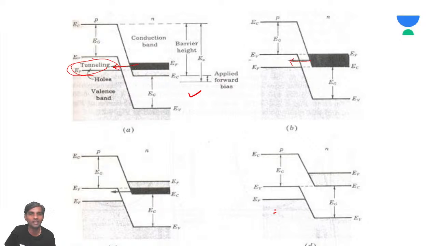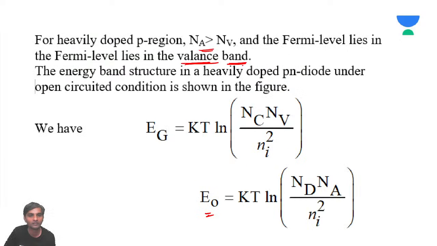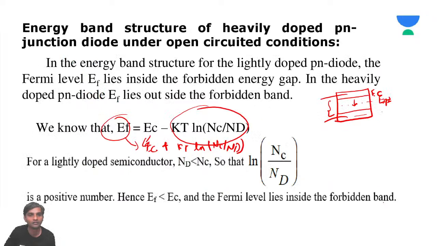Mahendra, I have explained this formula. The Fermi level EF for a PN junction diode is EC minus kT times ln of NC by ND. So generally ND is less than NC.